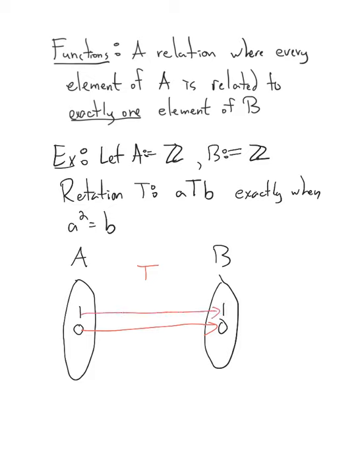Well, what about negative 1? Negative 1 squared, negative 1 times negative 1 is, of course, positive 1. A negative times a negative is a positive. So negative 1 is related to 1.